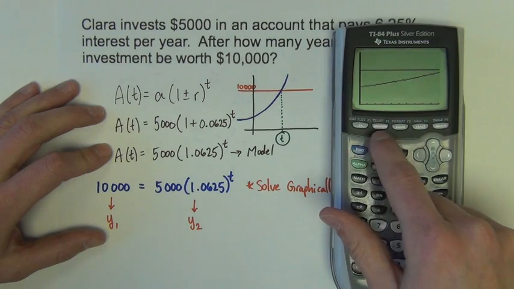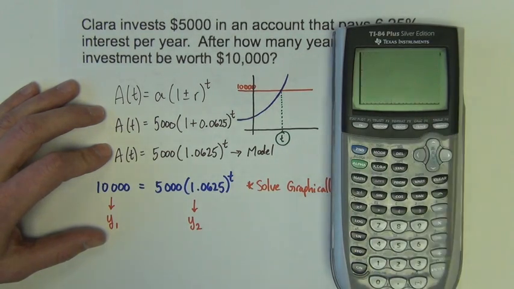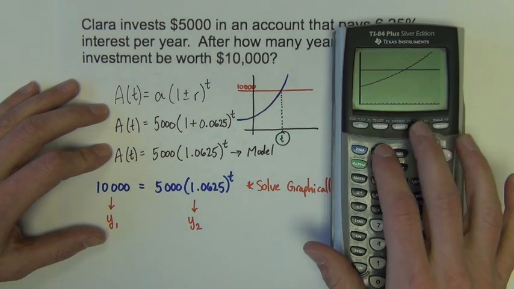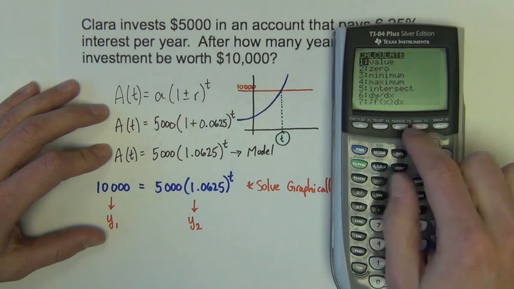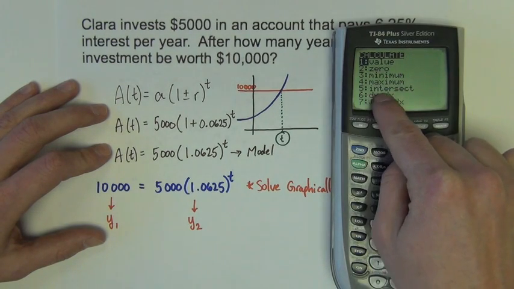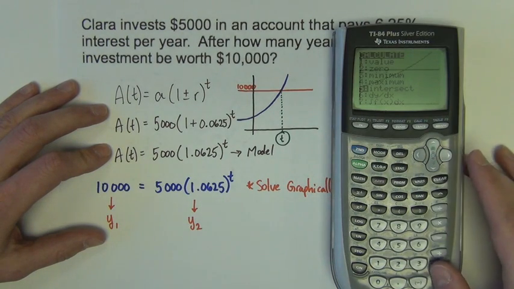So let me change my window and make the maximum value 20. And we'll see if they intersect. And sure enough, they do intersect. So what we want to do is try and find that intersection point. And here's how you're going to do it. Above the trace button right here, you can hit second trace to get into this calculate menu. The fifth one down there says intersect. That's the one you want.